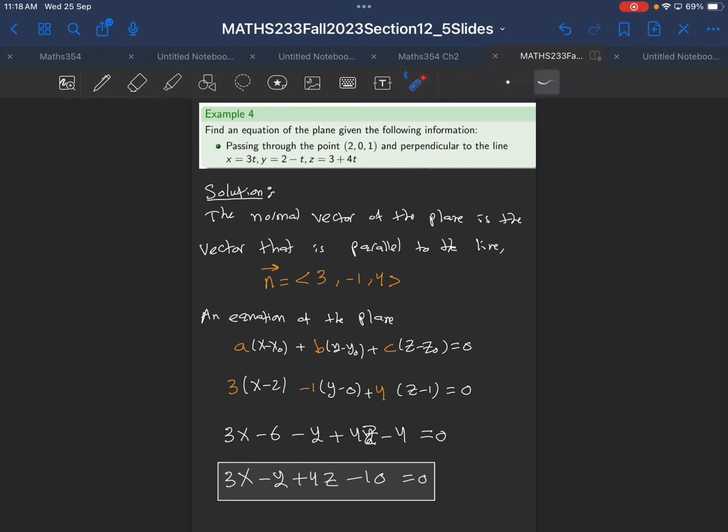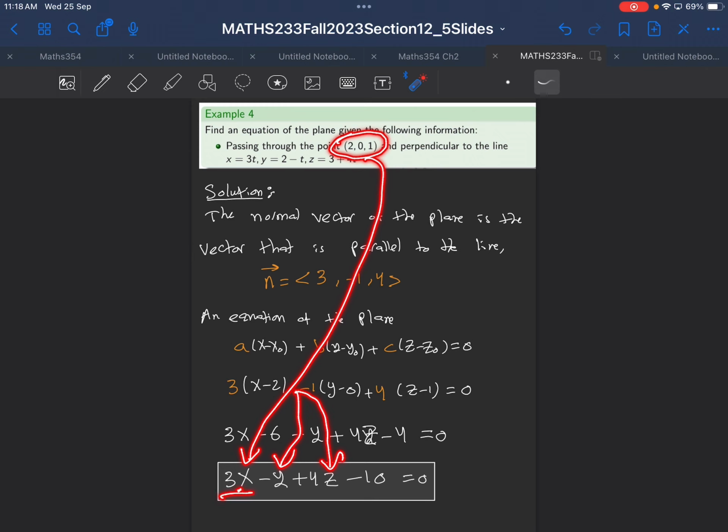How can we check if my answer is almost correct? Look at this point and substitute it here. So take x equal to 2, y equal to 0, z equal to 1, and check in your calculator, do you get 0? Let's try it.